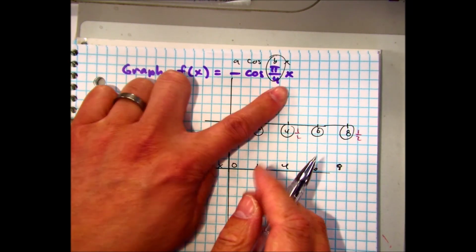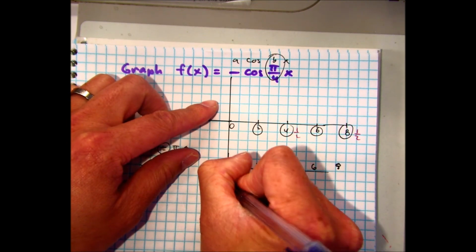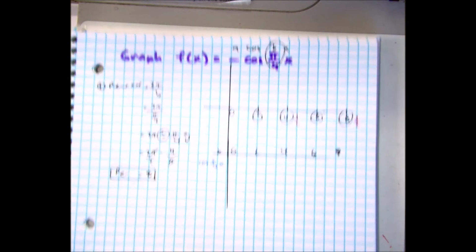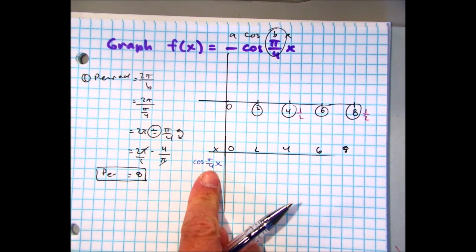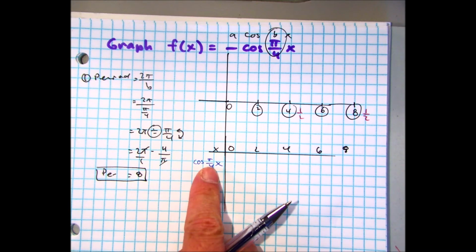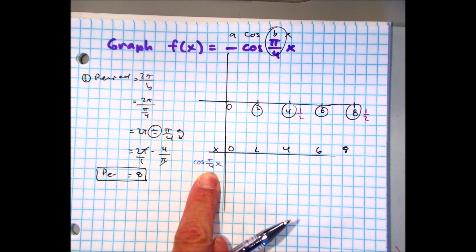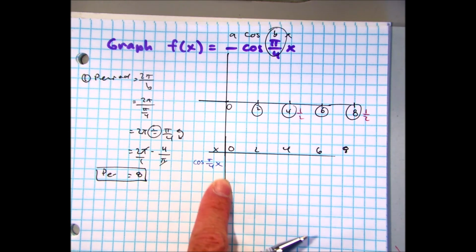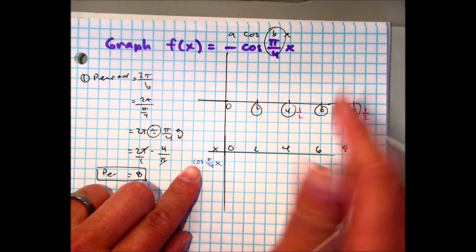Now I'm going to do cosine of pi over 4 x. Class, do I have cosine? Did I say sine? The negative, oh, we're going to get to the negative. So cosine of pi over 4 x. Class, do I have to worry about that pi over 4? No, you've already dealt with it based on these numbers here.